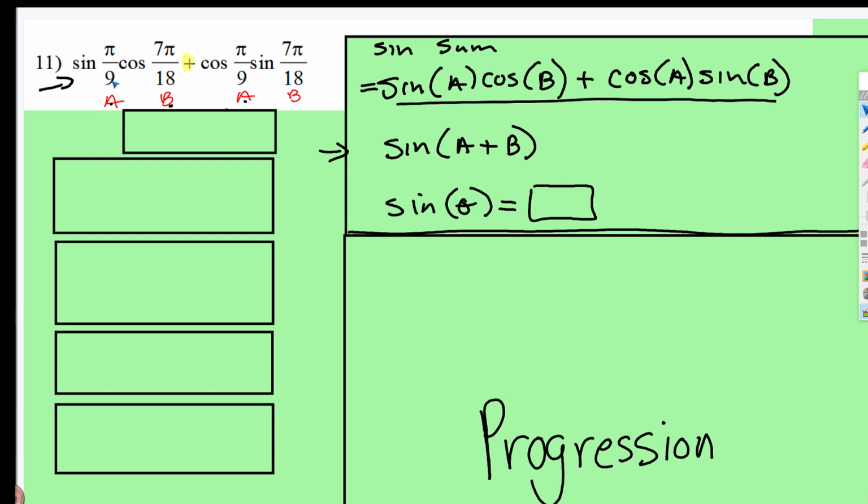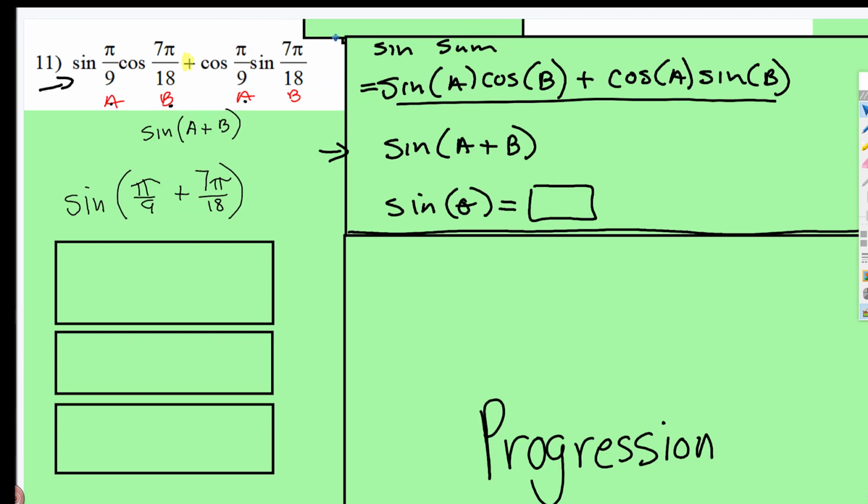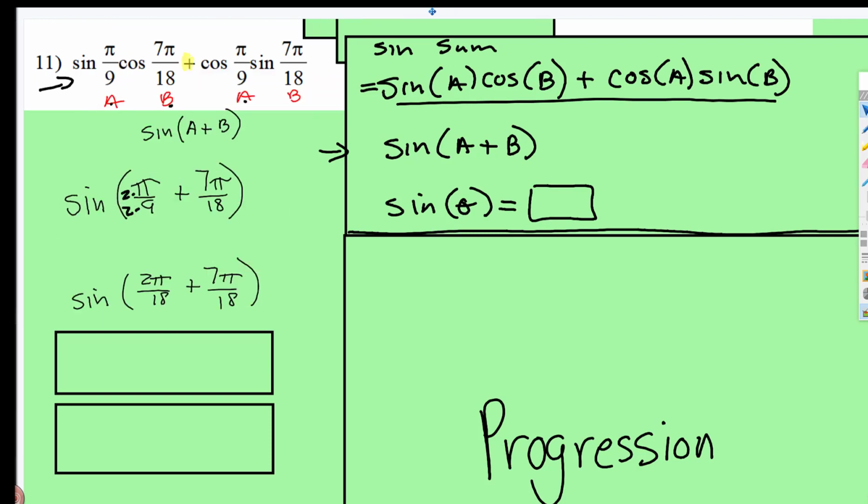So it's sine of A plus B, sine of pi ninths plus 7 pi 18ths. And then remember, in order to add fractions, you need to have the same denominator. So I would multiply top and bottom by 2. And then we have 2 pi 18ths plus 7 pi 18ths. So now you add the fractions. 9 pi 18ths. Well, look at 9 over 18.